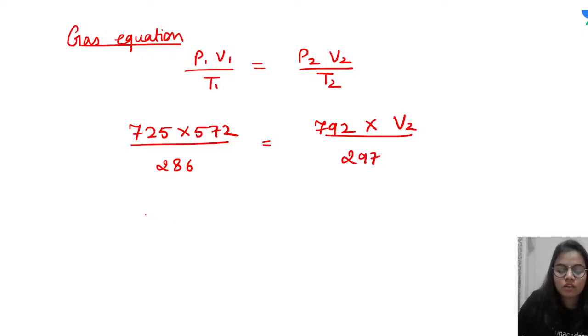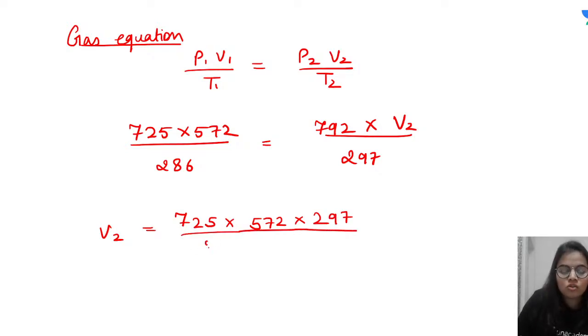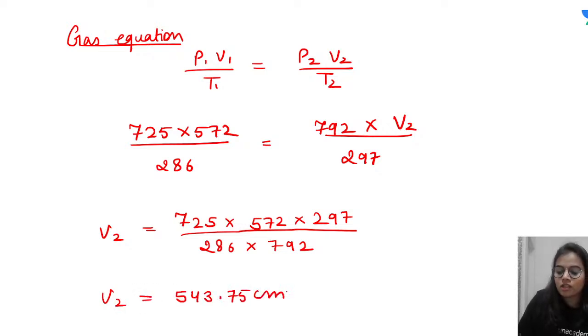So on transferring, what we can write, V2 it will be equal to 725 into 572 into 297 upon 286 into 792. And if we solve this, we will be getting V2 as 543.75 centimeter cube. Okay, so this is the answer that we get.